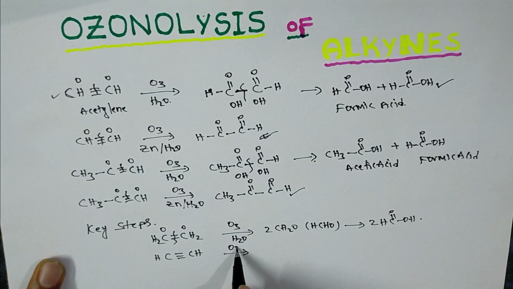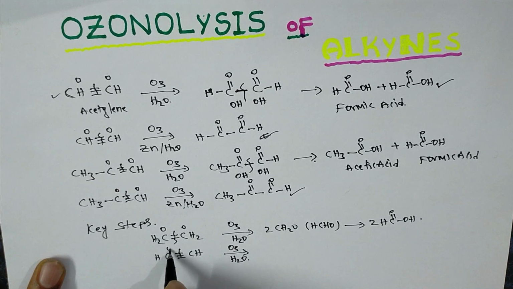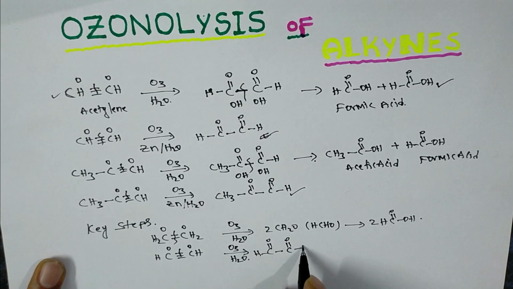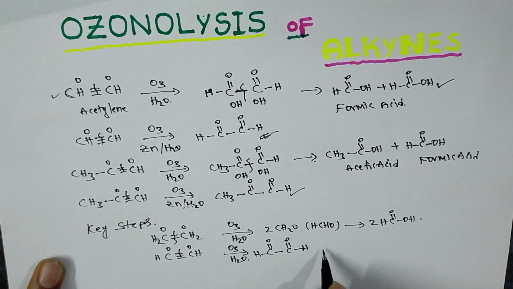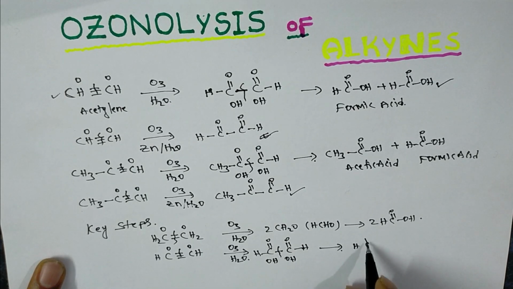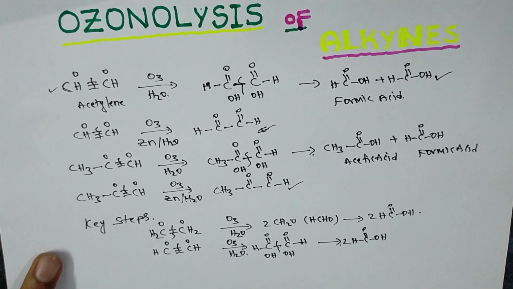Similarly, when ozone reacts with acetylene, break this bond, so we get C double bond OH, C double bond OH. This is also further oxidized, add OH, so we get HCOOH. 2 moles of formic acid are formed.